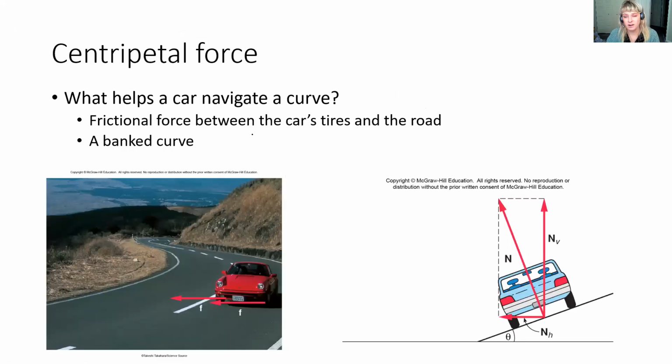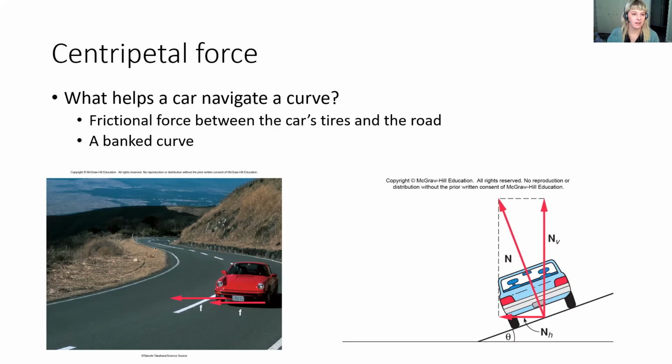So, what helps a car navigate a curve? We have already talked about this a little bit, but obviously the frictional force between the car's tires and the road. Notice this car moving around a bend. This is looking like a circular, curved path. It's part of a circular path. The centripetal acceleration vector is going to point towards the center of that circular path. Therefore, the centripetal force also has to point towards the center of the circular path. And in this case, the centripetal force that's causing that centripetal acceleration is the frictional force between the tires and the road.